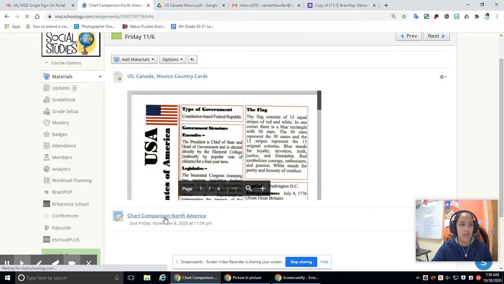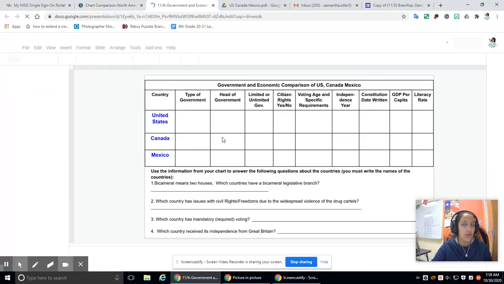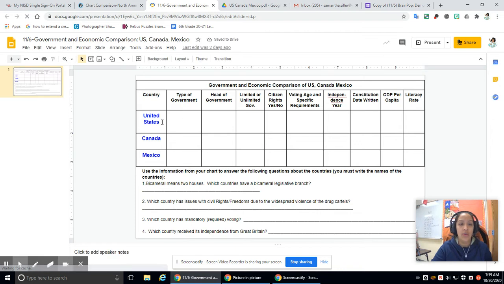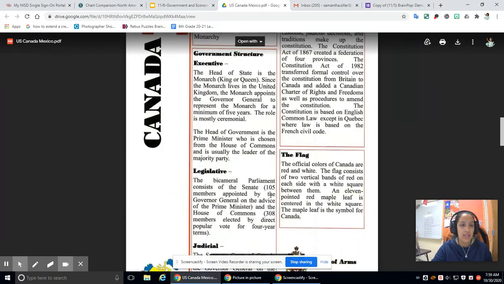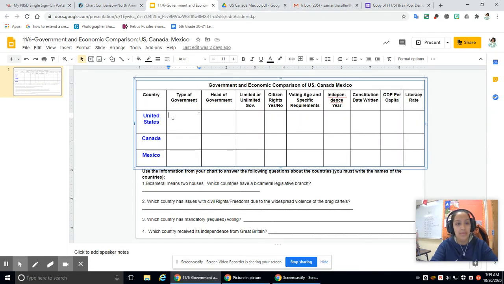So you're going to open that chart. You should have 2 tabs open at this moment, or when you're working on it. And so if you want, you can go in order. You're going to fill out the United States all the way across. Say it asks, what kind of government does the United States have? And you're like, I don't know. So go back to the United States. Our government is a federal republic. So you'll type federal republic.